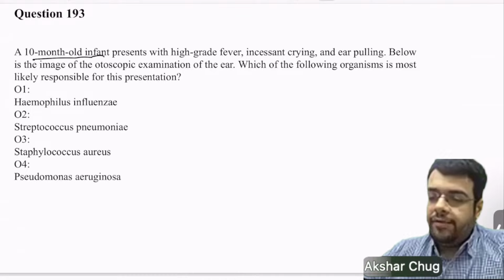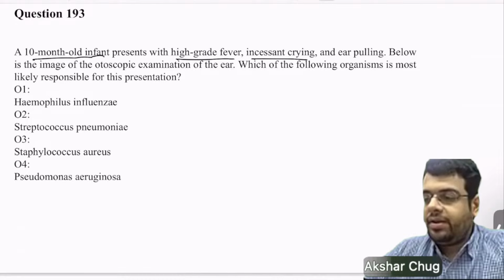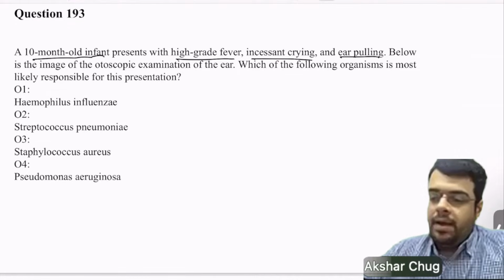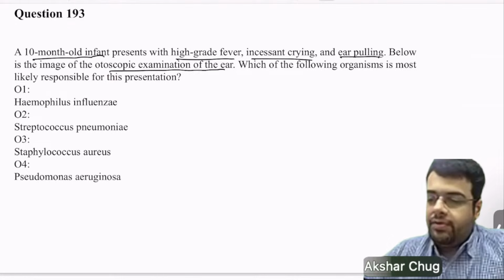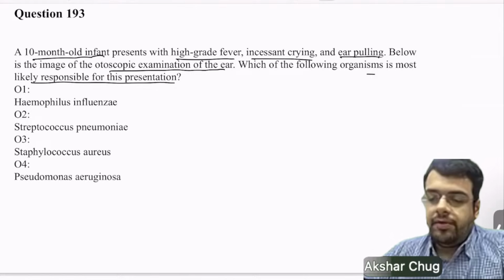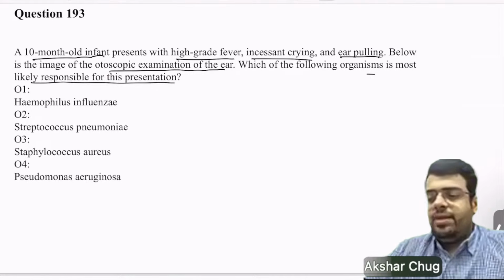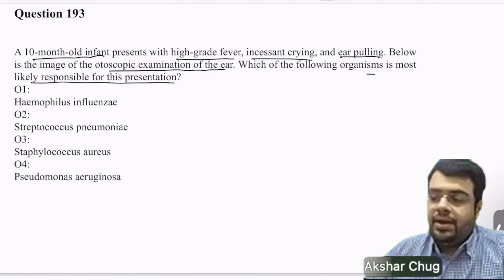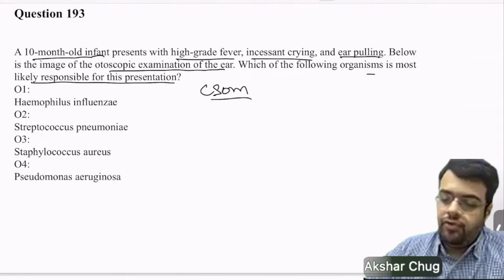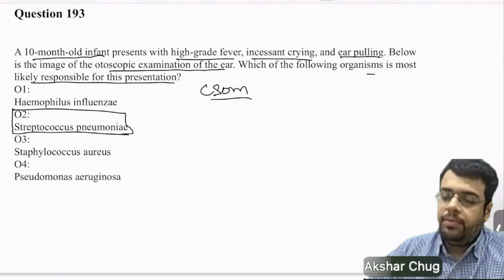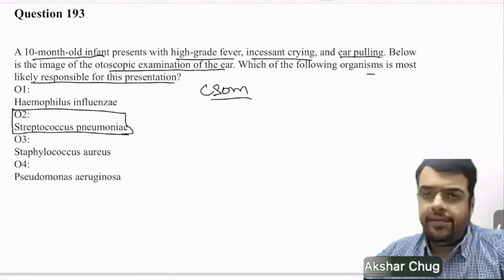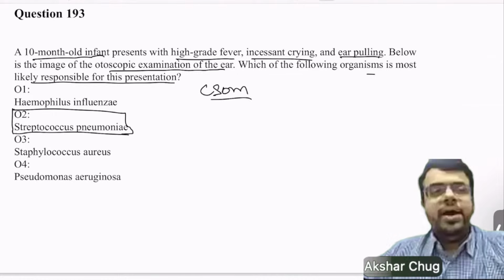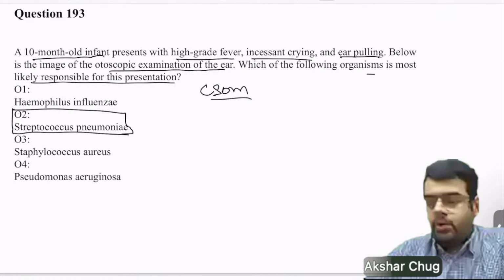A 10-month-old infant presents with high-grade fever, incessant cry, and ear pulling. Below is the image of the otoscopic examination of the ear. Which of the following organisms is most likely responsible for this presentation? This is a case of otitis media, most probably acute otitis media, where the most common organism is Streptococcus pneumoniae. Even without the image, we could arrive at a diagnosis and identify the most common organism.